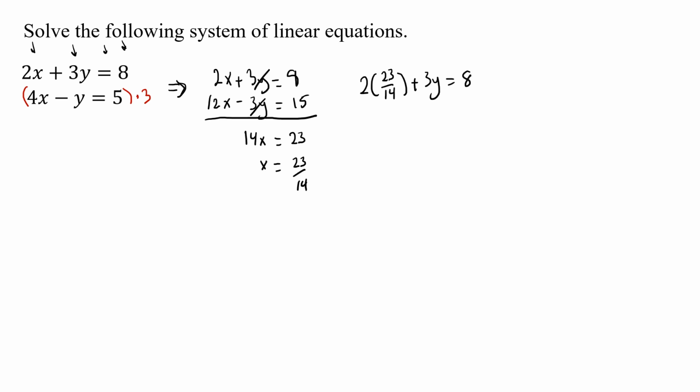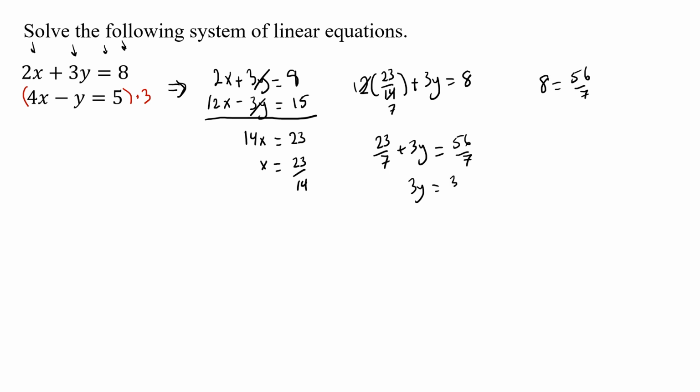And so let's simplify this. So the 2 and the 14 cancel because they're both divisible by 2. So I get 23/7 plus 3y equals 8. Now, because I'm going to move the 23/7 over, I want to think about 8 as a fraction over 7. So 8 is really 56 over 7. I'll subtract the 23/7 away. So 56 minus 23 is 33.